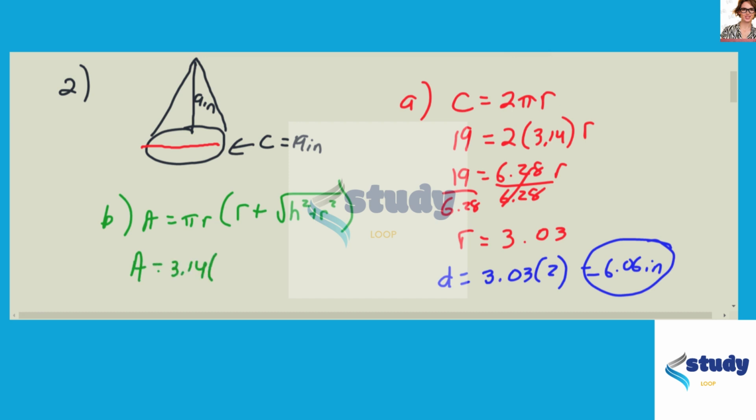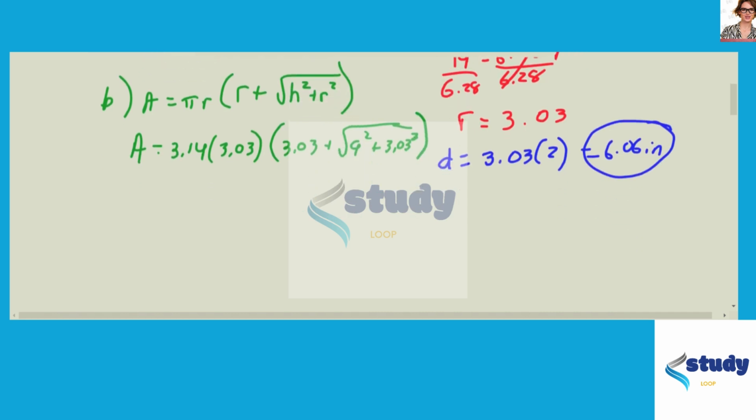So now we know what r is from part A. So we're going to have 3.14 times r, which is 3.03. And then we're going to multiply this by 3.03 plus the square root of h squared, so 9 squared, plus our radius, which is 3.03 squared. So now this is something we can do in our calculator all at once. So we're going to have 3.14 times 3.03 in parentheses 3.03 plus the square root of 9 squared plus 3.03 squared. And then make sure you close your parenthesis at the end. So what you would find is that the area would equal 119.18.